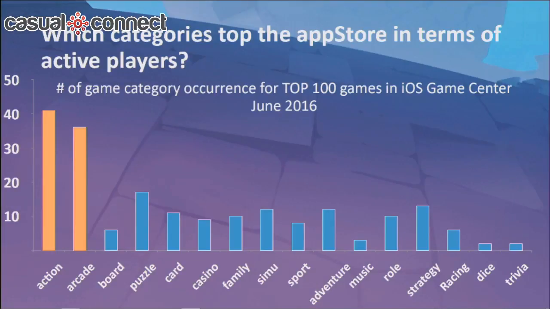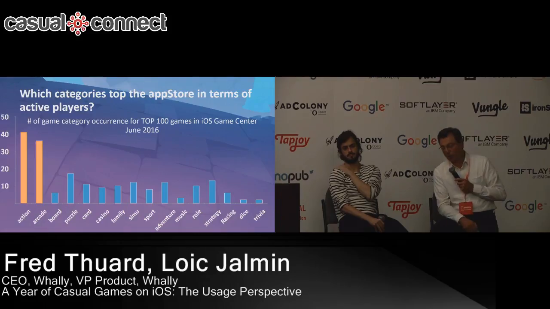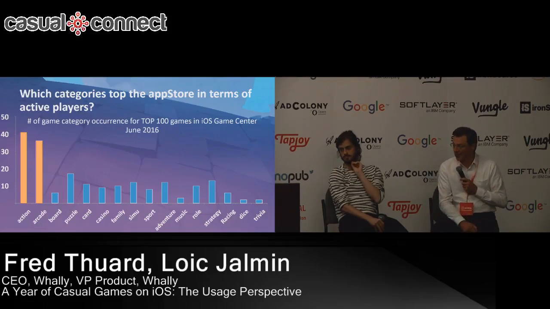So which categories are over-indexed in the App Store in terms of active players? Interesting to note that about 50% of games are in either arcade or action categories. So those two categories are overrepresented, which also, of course, means that they are very close to the gameplay and fit the casual type of game.